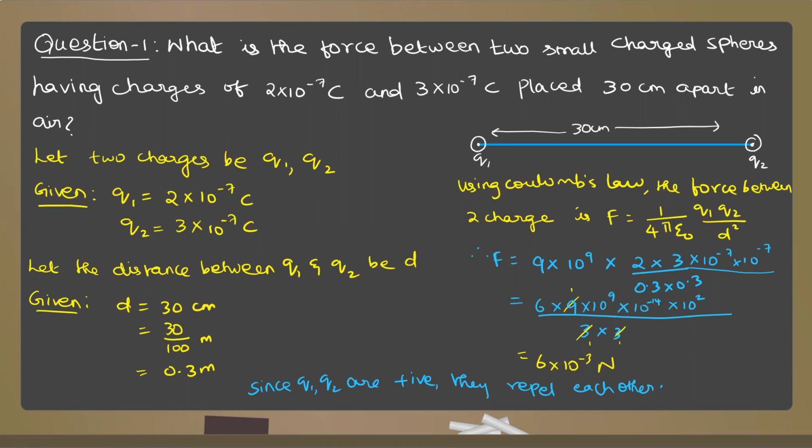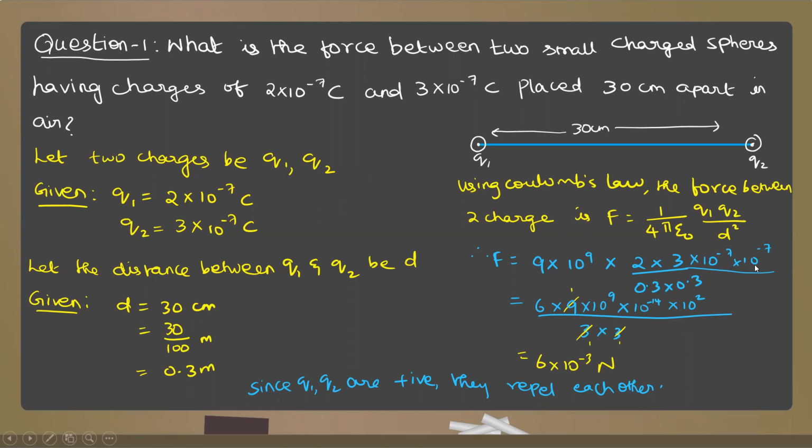That is 1 by 4 pi epsilon naught Q1 Q2 by d square. So here 1 by 4 pi epsilon naught, substitute the value as 9 into 10 to the power 9. Q1 and Q2 as we have taken, 2 into 10 to the power minus 7 into 3 into 10 to the power minus 7. Denominator d square, either you can have it as 0.3 into 0.3 or 3 by 10 into 3 by 10. Since it is in the denominator, we'll take the 10 to the numerator as 10 square.